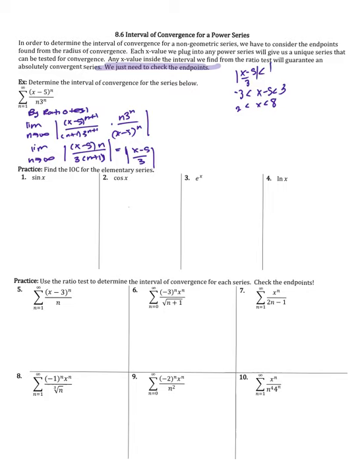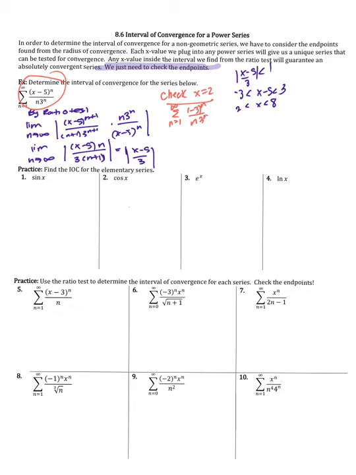So now all of that was review. Here comes the new part. The new part is that we now actually need to check our endpoints. So check x equals 2. What I'm going to do is plug x equals 2 into this series over here. That's going to give me a new series. The series from n equals 1 to infinity of 2 minus 5, which is -3, so -3 to the n over n times 3 to the n.